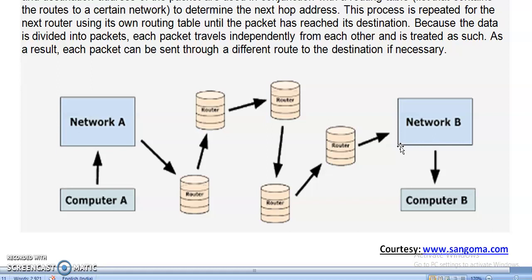The address of network A and network B is given in the first octets of an IP address. If we are using class C IP addressing, for example, the first three octets in an IP address are going to be the network part, and the last one will be the computer's host ID. So this is how an IP router works.